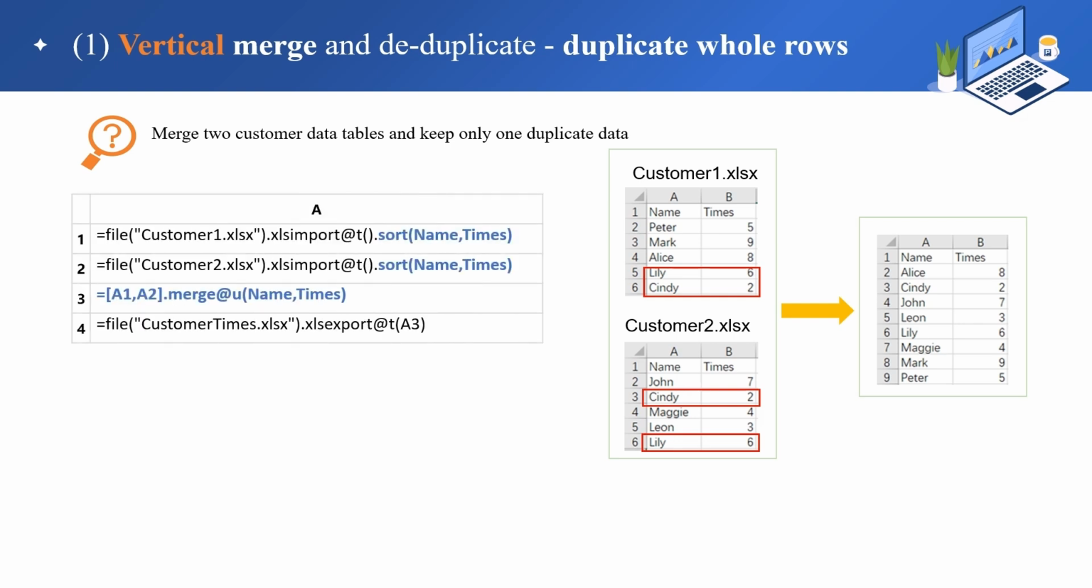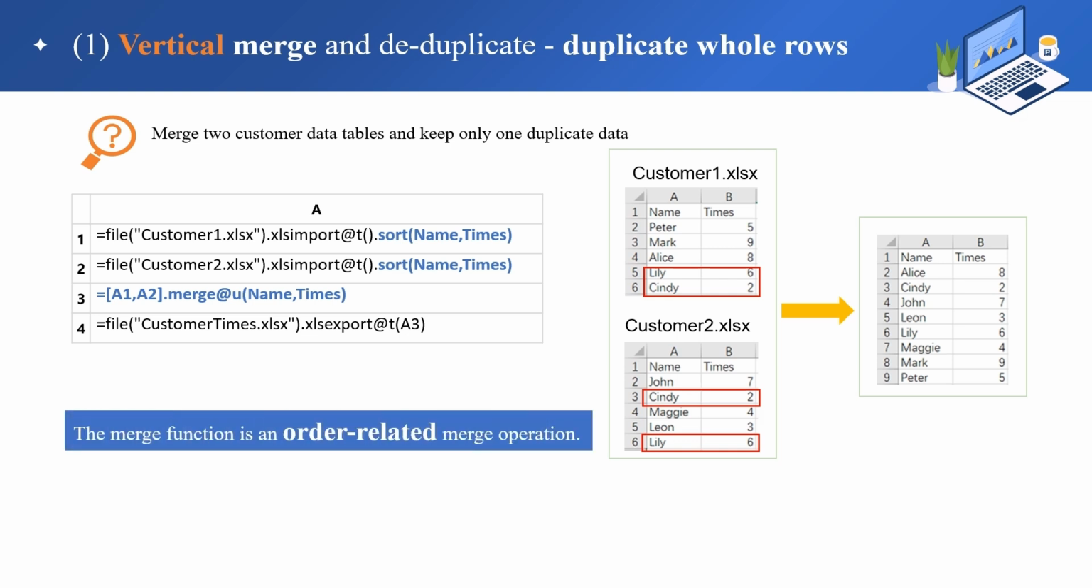Unlike the direct merge in section 1, here we need to use merge operation. The merge function is a merge operation, which means to take name and times as the criteria for judging duplication to merge A1 and A2 in order. @U means to get the union, and only one duplicate data is kept during merging. It is important to note that the merge function is an autorelated merge operation, so the source data must be sorted first.